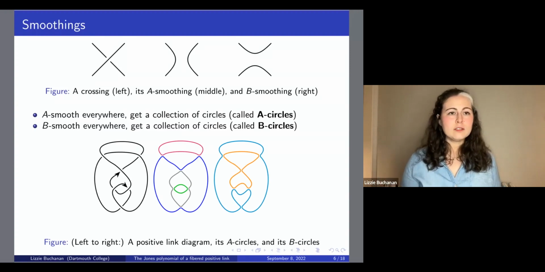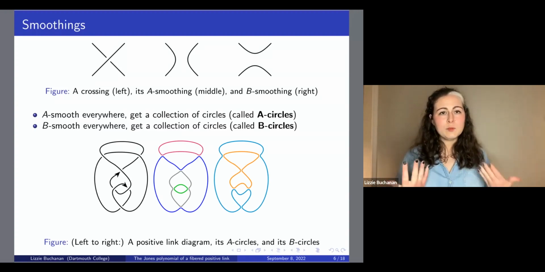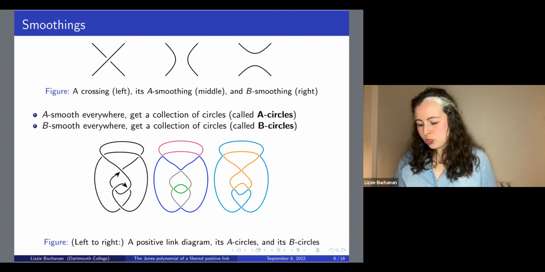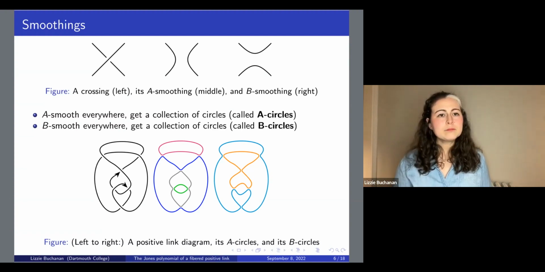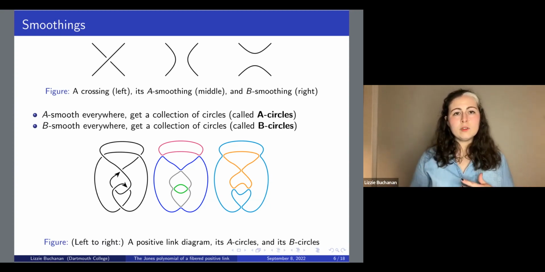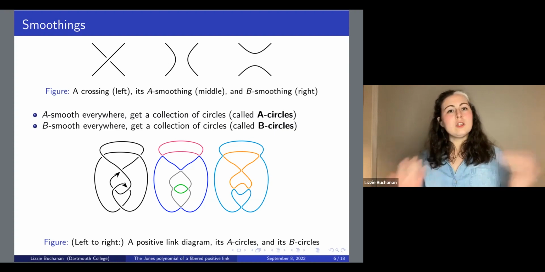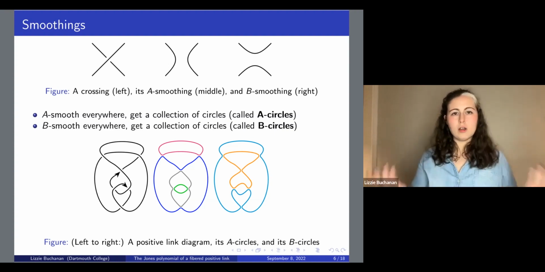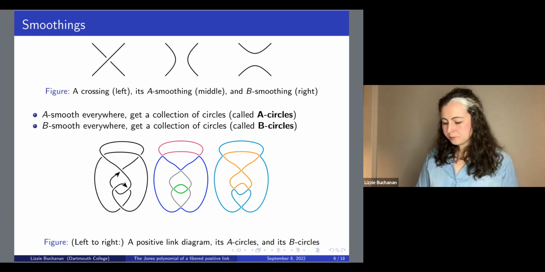So the world of the proof. Okay, let's start with smoothings. I'm going to be calling the smoothings A smoothings and B smoothings. They're shown in that diagram at the top. This might look familiar to you. It also is known as the 0 smoothings and 1 smoothings, or 0 resolutions and 1 resolutions, or A resolutions and B resolutions. These are all talking about the same thing.